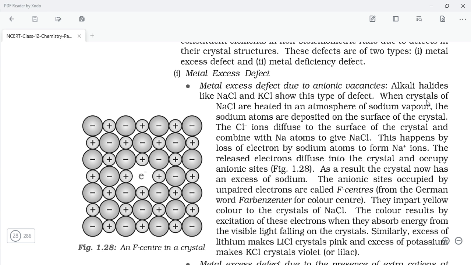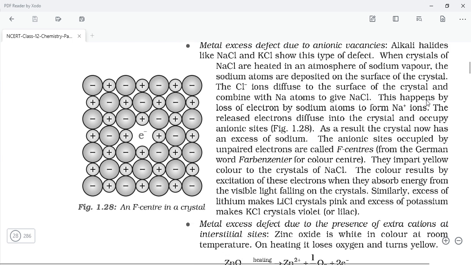And that's why F centers are formed, from the German word Farbenzentrum. I don't know how you pronounce that name, but German people are really smart. I know that much.